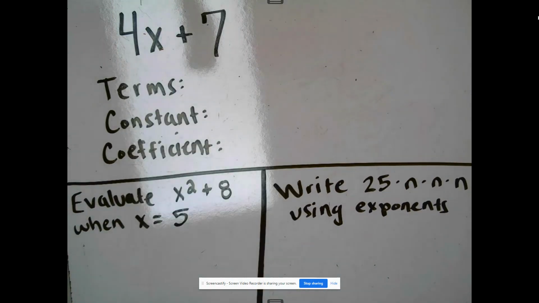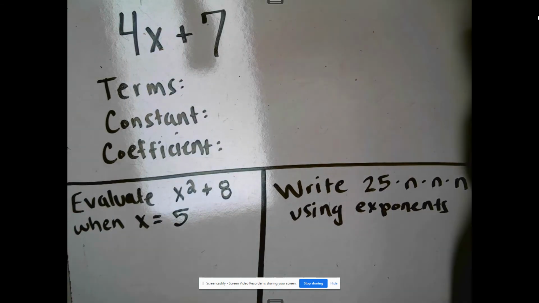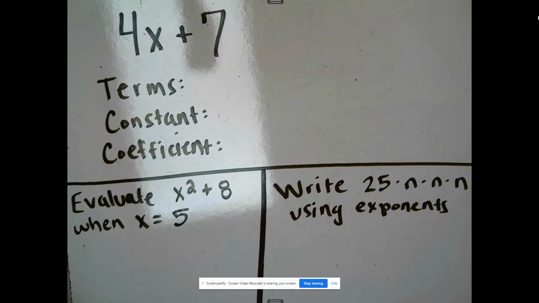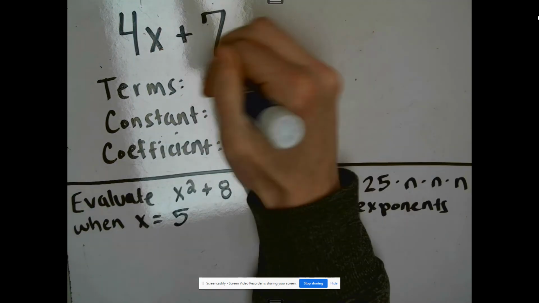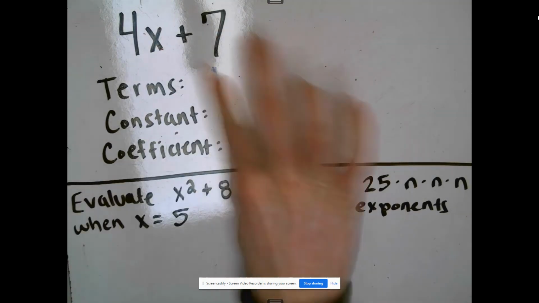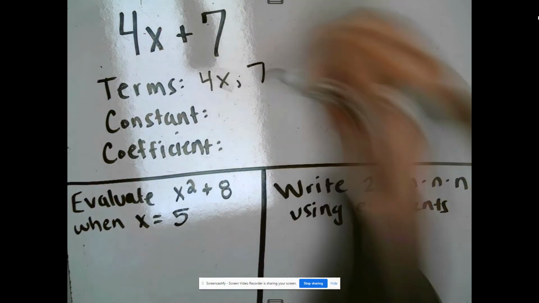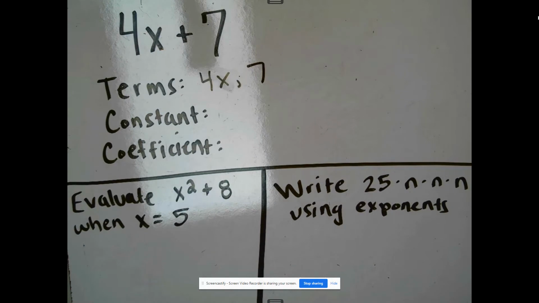Now we cannot solve this. We can't solve it because we don't know what x is, but we can identify the terms, constants, coefficients. So the terms here, terms are separated by addition or subtraction. So I have two terms, 4x and 7. So I'm going to write that down. My terms are 4x, and then I'll just put a comma, 7. That just shows that they're two different terms.